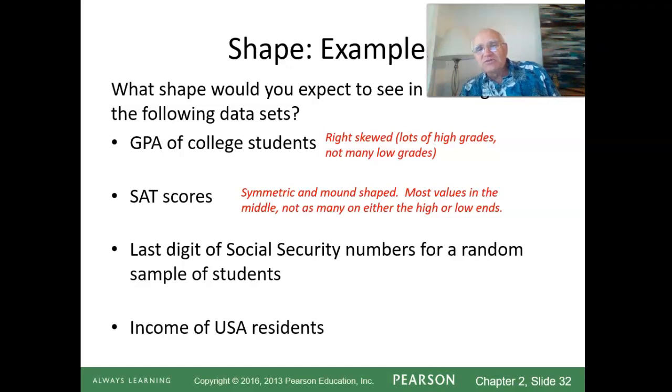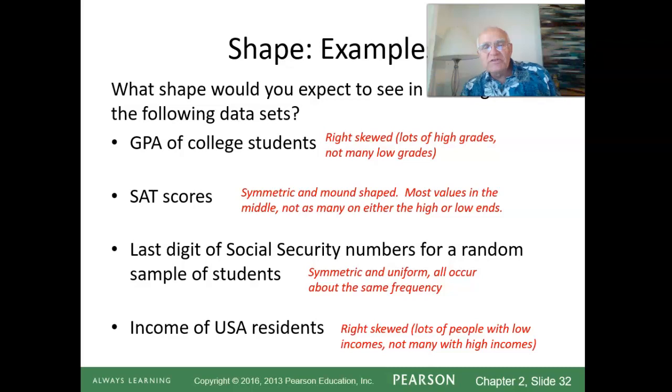The last digit of social security numbers for a sample of students, well, those should be a uniform distribution, right? Symmetric, uniform. They should all occur about the same amount, just like the bullet hole data should have occurred at equal amounts, and it didn't. In this case, you'd expect a uniform distribution.